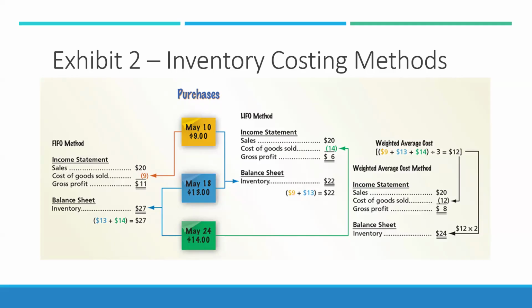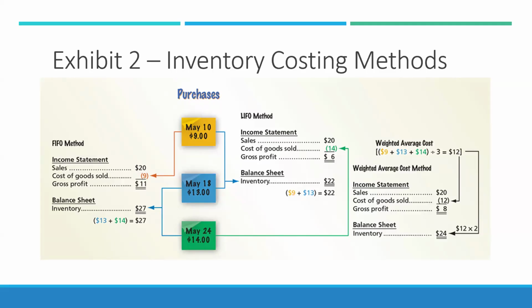So this is a really good example of the different methods of inventory calculation. So FIFO, the first unit was $9. That means the gross profit's 11 and the inventory is 27.